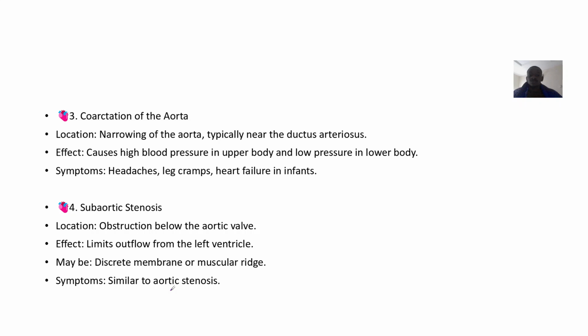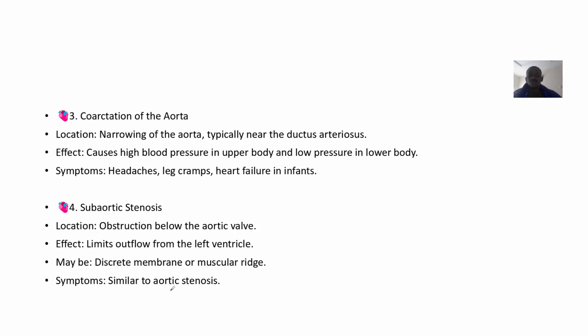Okay, then the next obstructive lesion is coarctation of the aorta. So this one is narrowing of the aorta, typically near the ductus arteriosus. The effect is to cause high blood pressure in the upper body, and there's lower pressure in the lower body. Okay, symptoms are headache, leg cramps, and heart failure in infants.